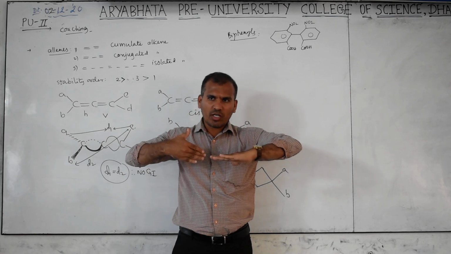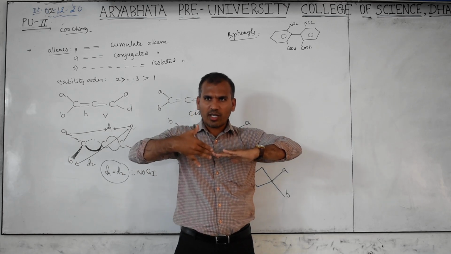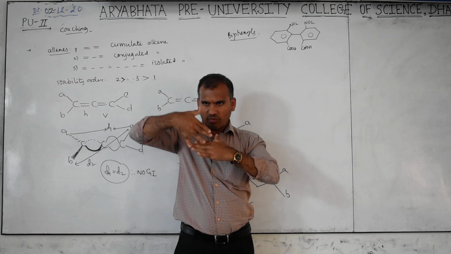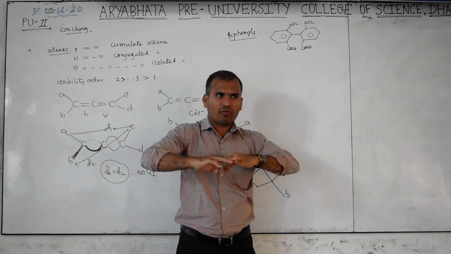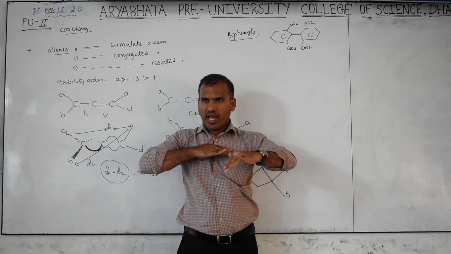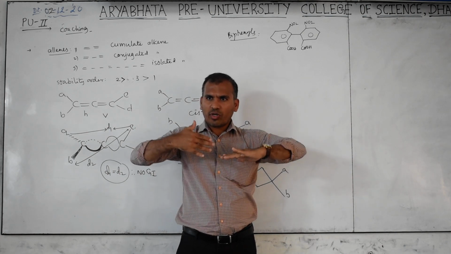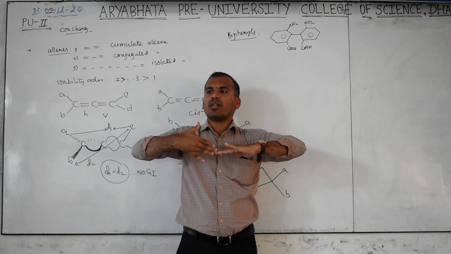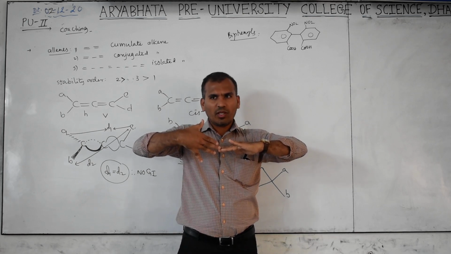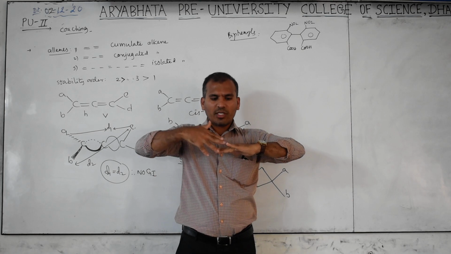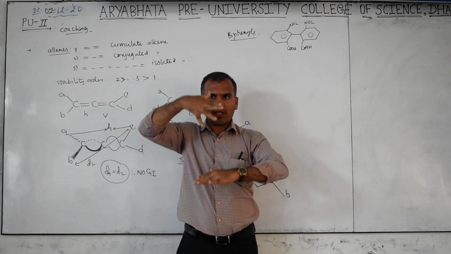One is horizontal, this is vertical. Then one COOH is down, NO2 is up. COOH is front, NO2 is back. Got the concept? So one is horizontal, another is vertical. Now tell me, are these cis or trans? Possible? This COOH is front, this COOH is down.